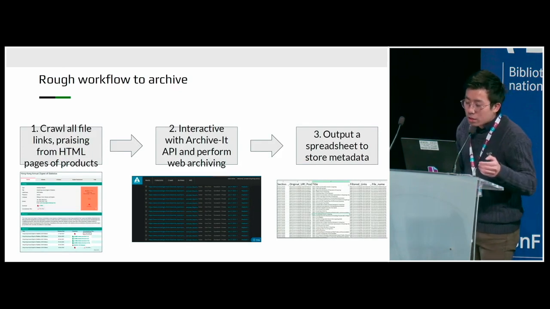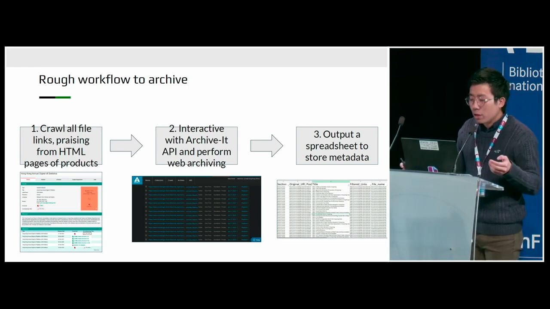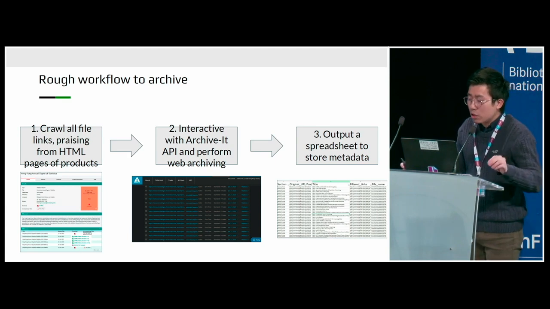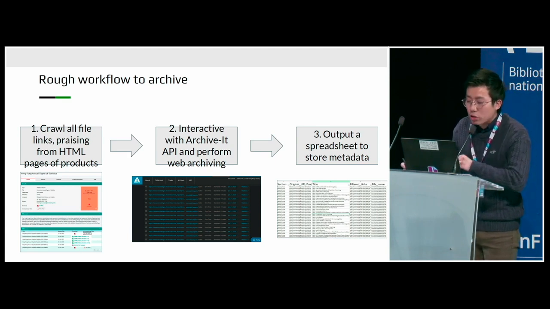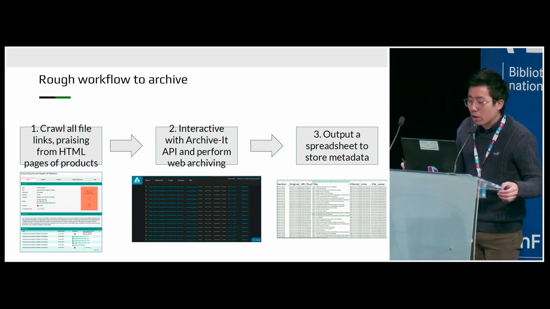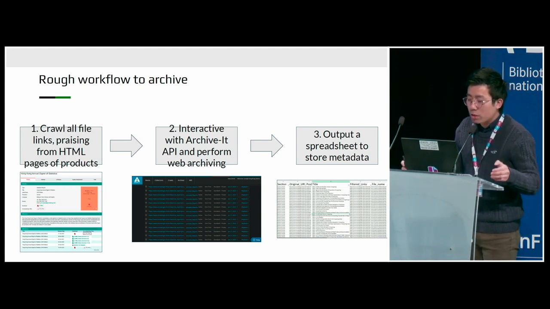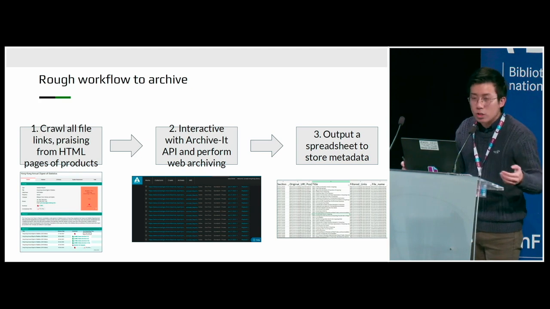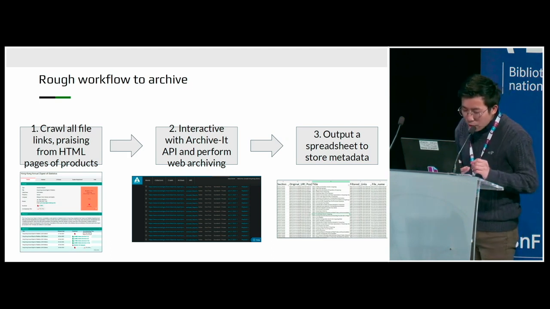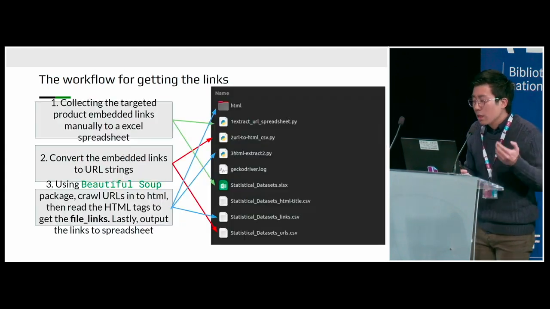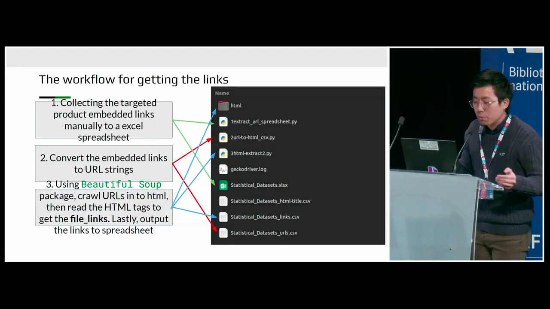So to summarize, how did the web archive work take place? First, I extract all the links in each statistical product web page by using Python to read the HTML source code. Next, after getting all the links, I transfer all the 15,000 links to the archive platform using the platform's API, and eventually web archive them. Lastly, the metadata spreadsheet was generated. So each block or step can be seen as an individual task, and each individual task can be broken down into different subtasks. Let's take a look.